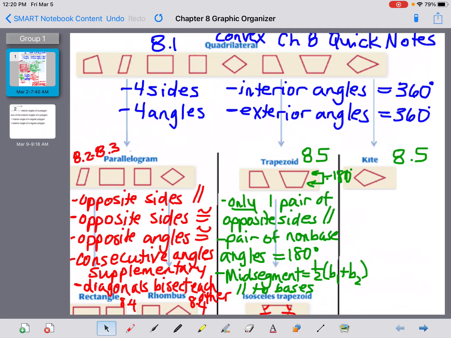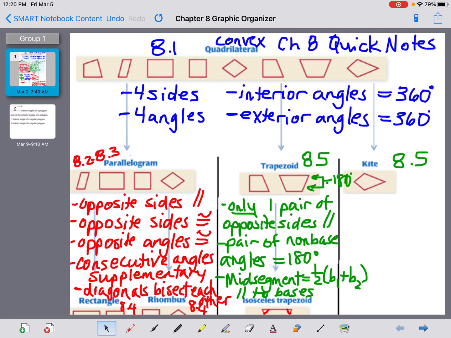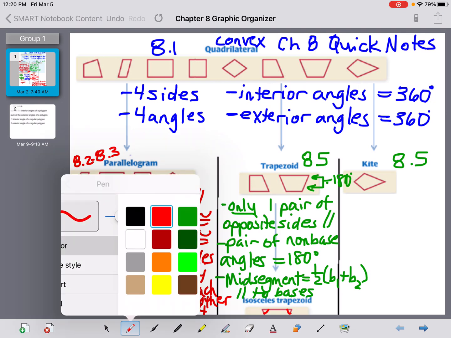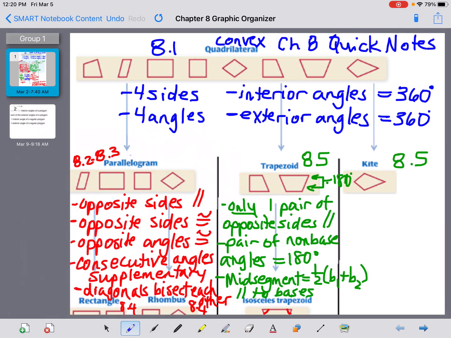Okay, then we come up here to kite. So what's special about a kite that is different than the other shapes? Right now, the kite does not follow anything from the parallelogram column, nothing from the trapezoid column. It's got its own column, but it's still a quadrilateral, so 4 sides, 4 angles, and inside angles are 360, exterior angles are 360. But what's special about a kite?